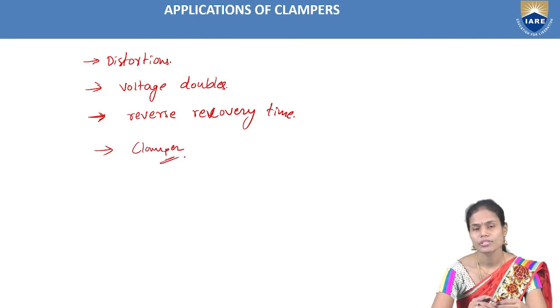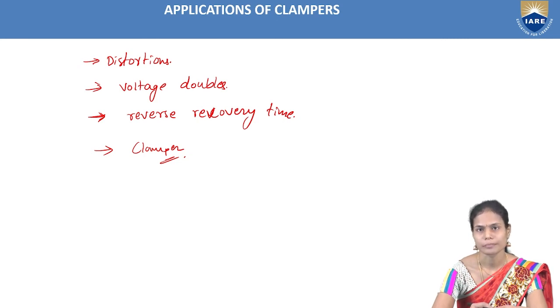So if we see the differences between clipping and clamping, means a clipper is used to clip or remove some portion of the input waveform. So the shape of the signal will change across the output of the clipper. But while coming to the clamper, we are just shifting the DC level of the applied input signal. So there is no change in the shape of the applied input signal.